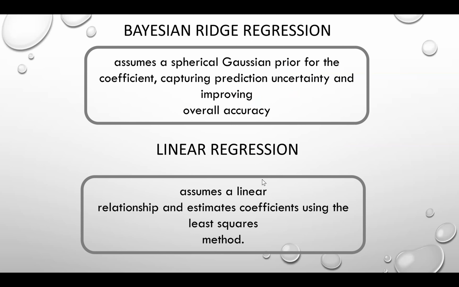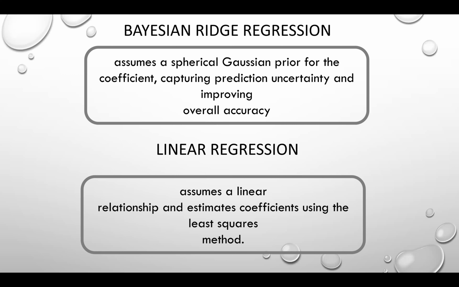The Bayesian ridge regression estimates parameters using Bayesian statistics in linear regression. It incorporates prior information on parameter distribution to prevent overfitting and enhance prediction accuracy. So we used scikit-learn's Bayesian ridge regressor, which estimates a probabilistic model for regression. It assumes a spherical Gaussian prior for the coefficients, capturing prediction uncertainty and improving overall accuracy. And we're going to see all the results with numbers at the end.